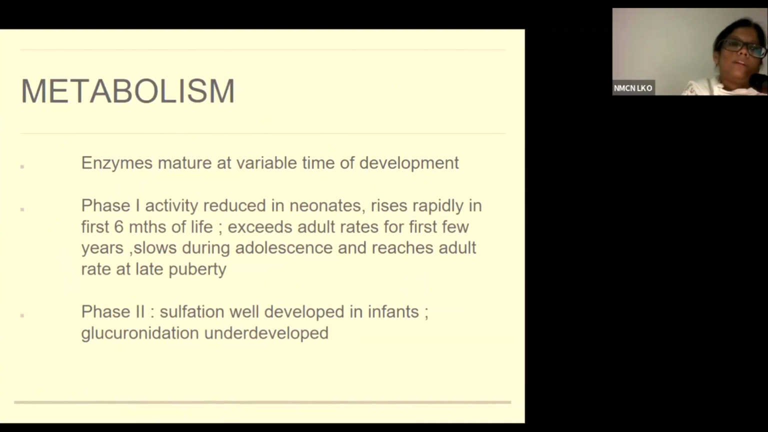So phase 1 activity is reduced in neonates, rapidly rises in the first 6 months of life, and then exceeds the adult rates for the first few years. Then again it slows down during adolescence and reaches the adult rate at late puberty. For phase 2, sulfation is well developed in infants, but glucuronidation is underdeveloped.